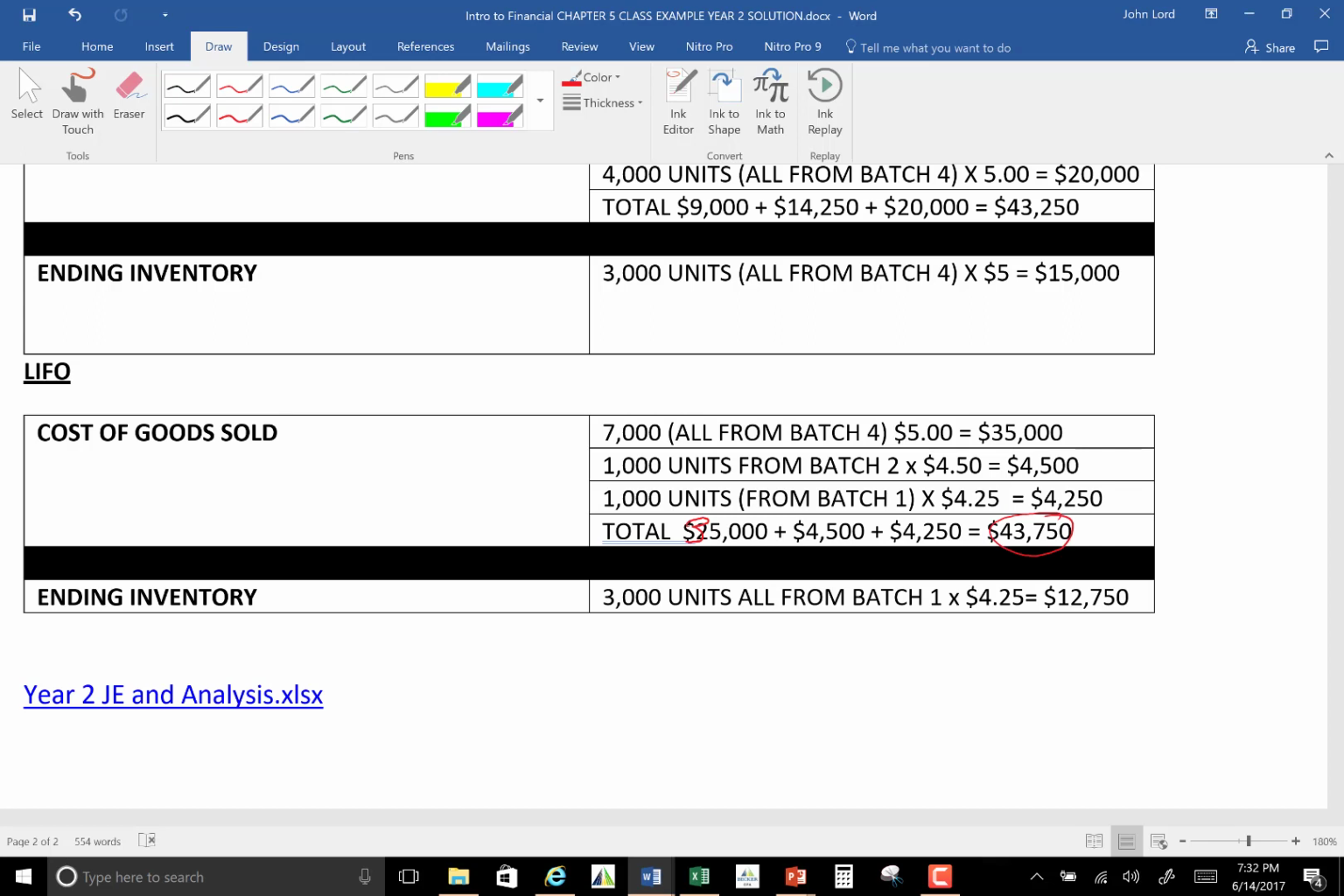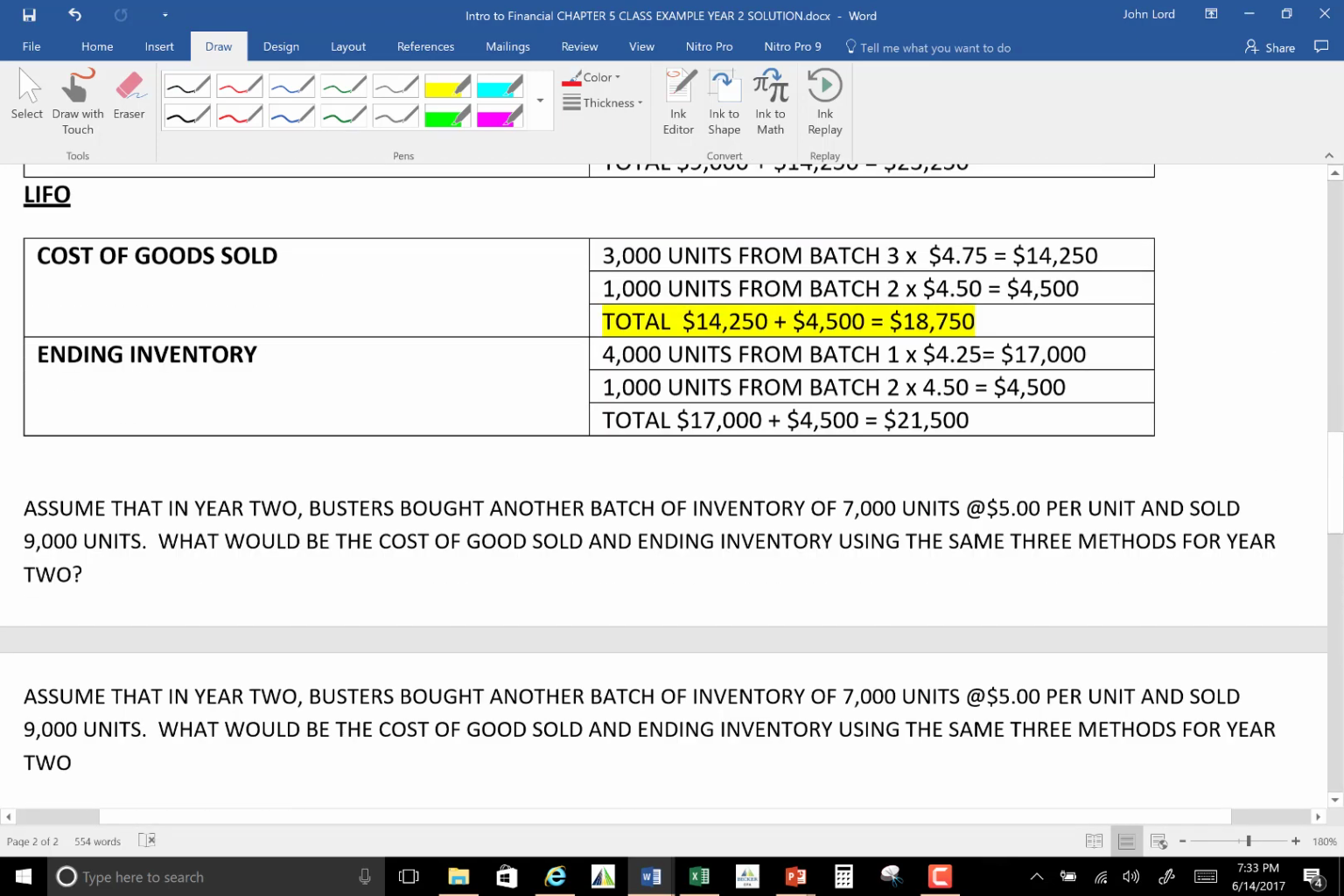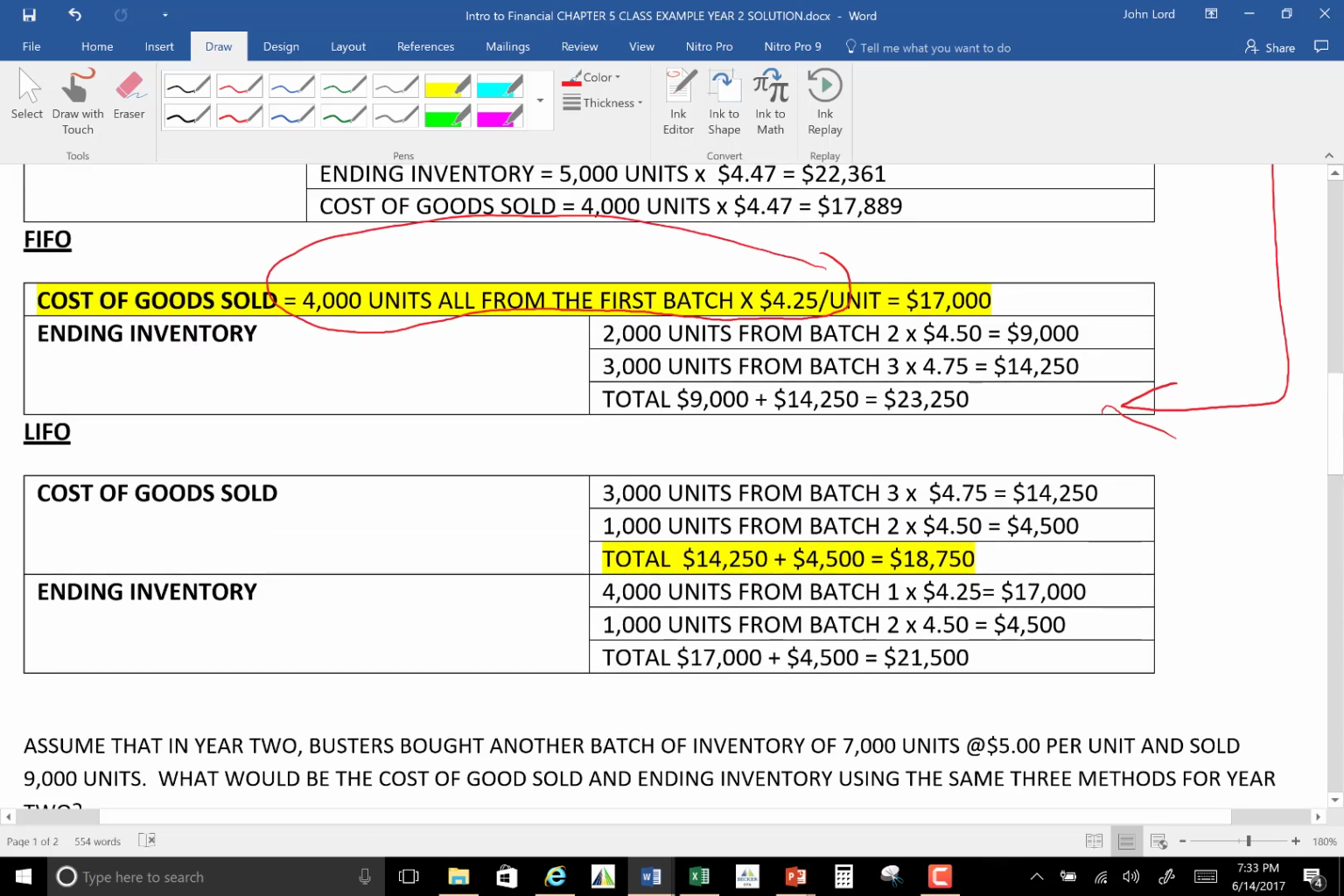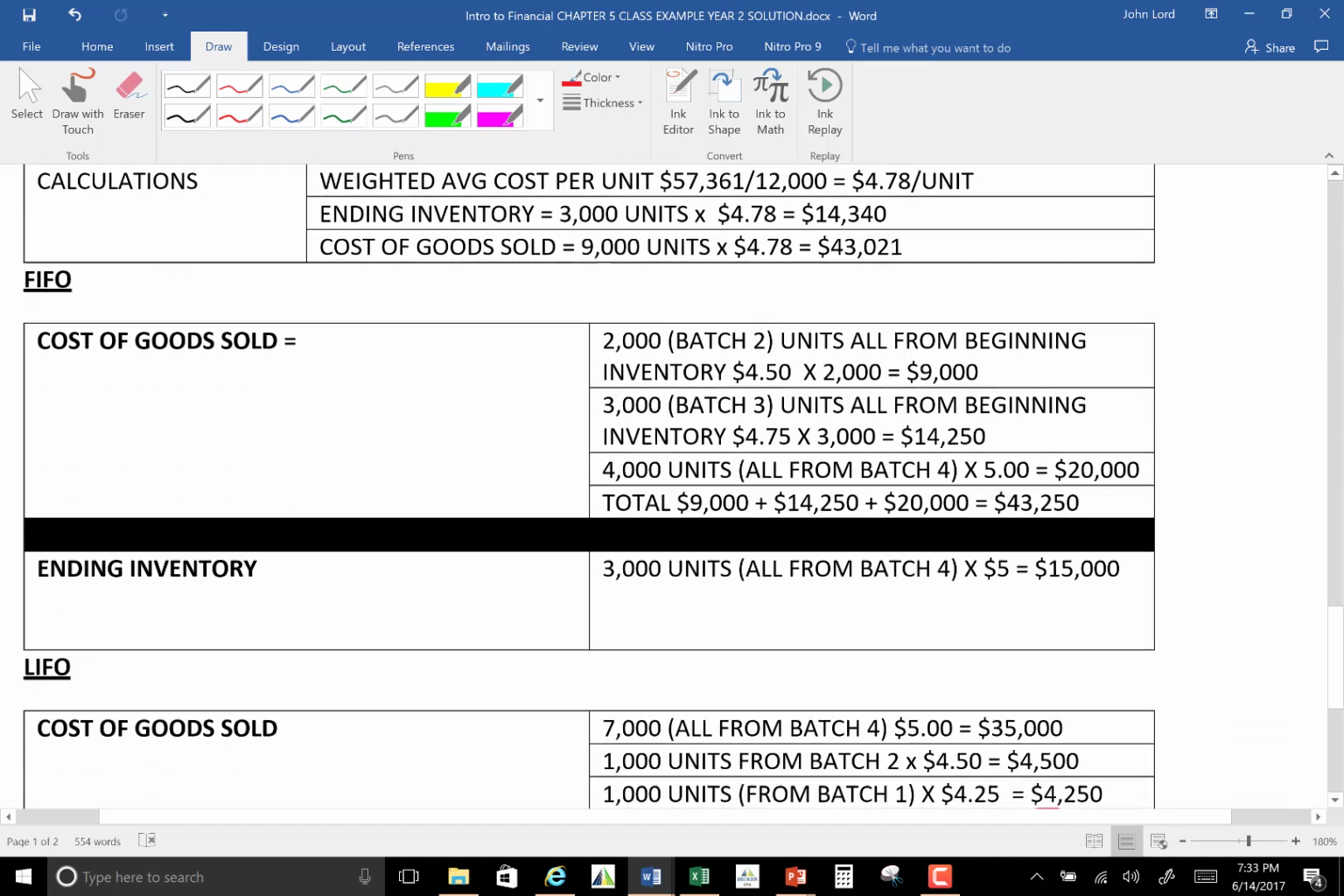Question, Grace? Why units from batch 2 and the other units? Well, I'm trying to sell 9,000 units, right? The first 7,000, which are all I have in batch 4 from this year, they're gone, right? And at the end of last year, under LIFO, I had sold 1,000 of batch 2. I sold 1,000 of those, and 1,000 were left over, weren't they? If you look at last year, in my cost of goods sold under LIFO, I sold 1,000 from batch 2, and then there was still 1,000 left because there were 2,000 in batch 2, and I sold 1,000 of those.